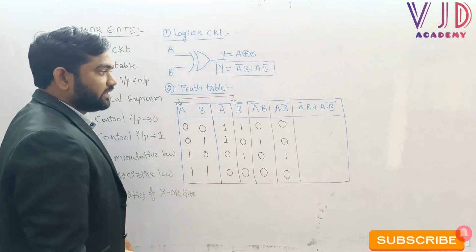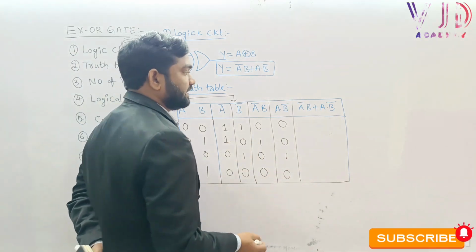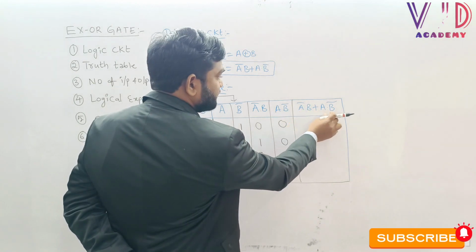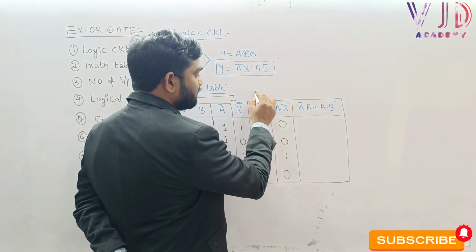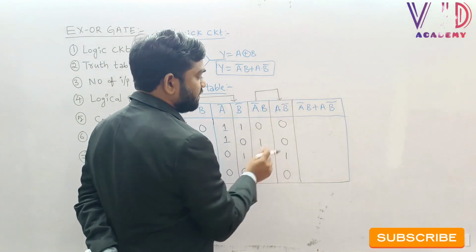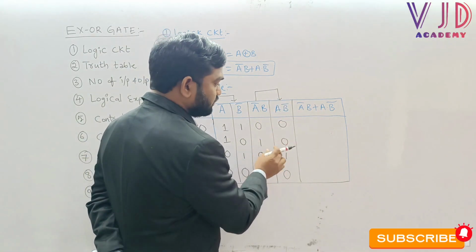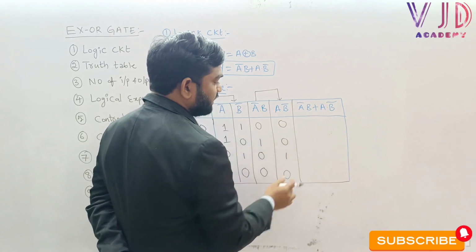Now the final thing to get the output of XOR gate is A bar B plus A into B bar, which means we have A bar B and then A into B bar. So we just need to add these two outputs so that we will get the final output.